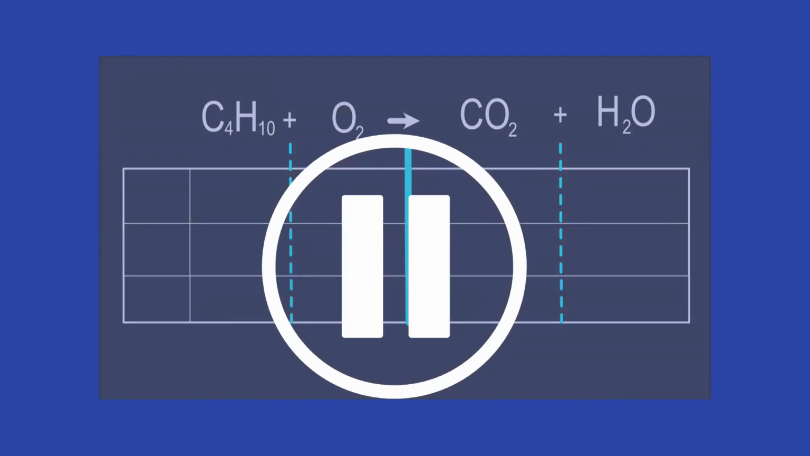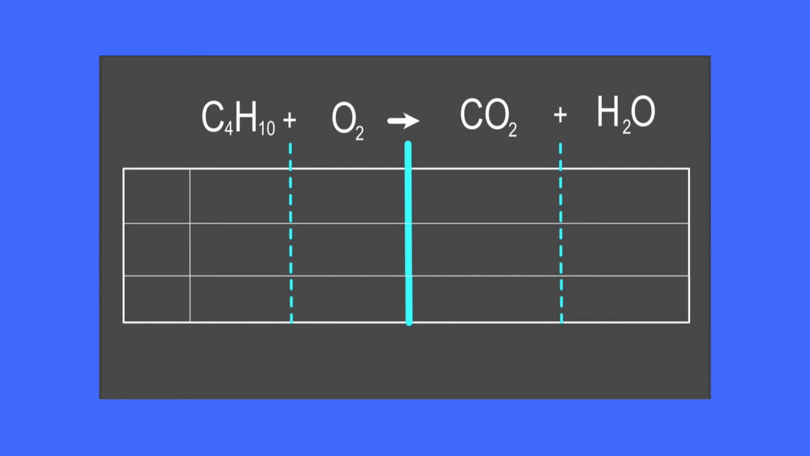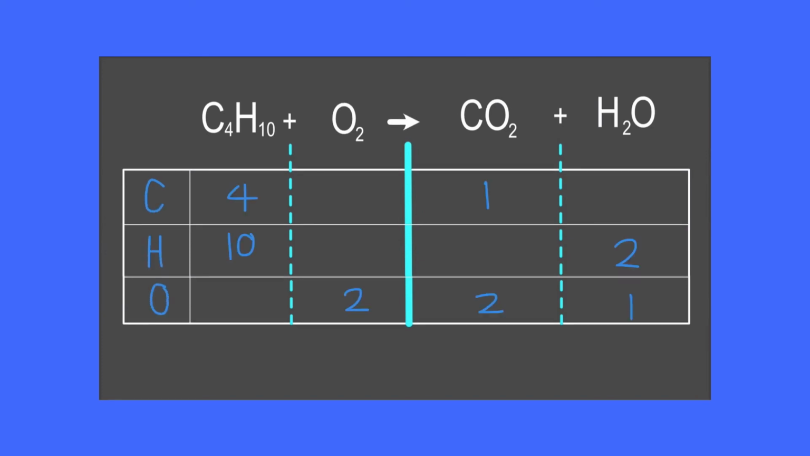Pause the video and first try to balance the reaction yourself. For the last reaction, we look at a combustion reaction where butane is burned in oxygen to produce carbon dioxide and water. For a combustion reaction, we always balance it in the following order. First carbon, then hydrogen, then oxygen. To balance the carbons, we multiply with a 4 on the right. For the hydrogen, we multiply with a 5.